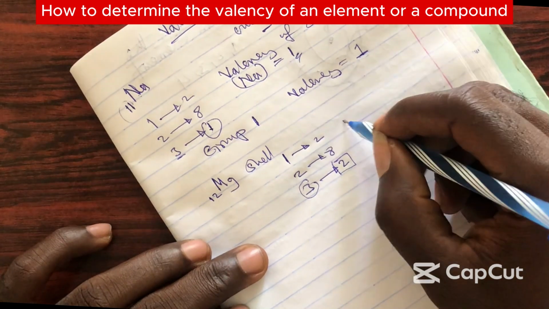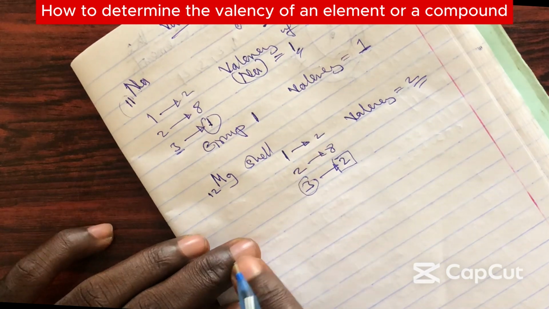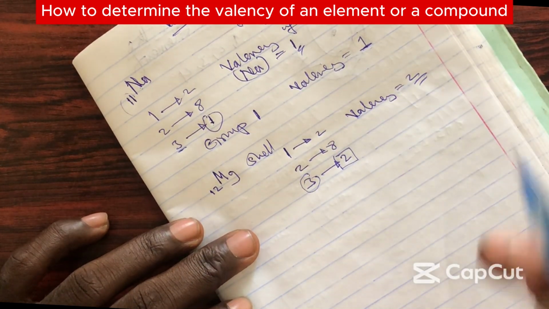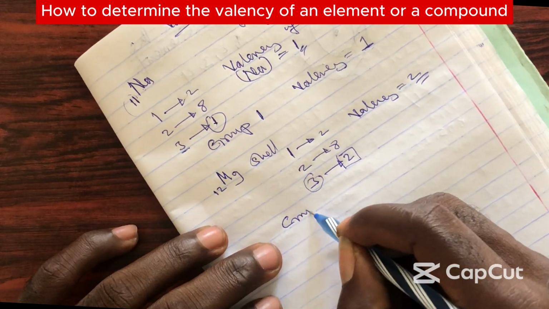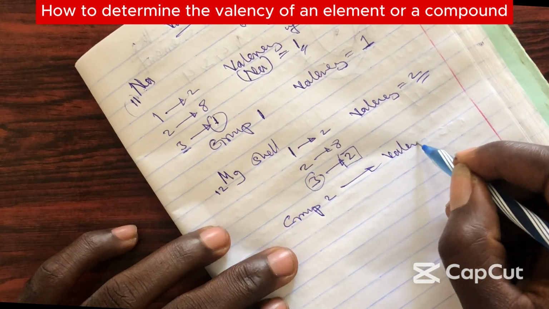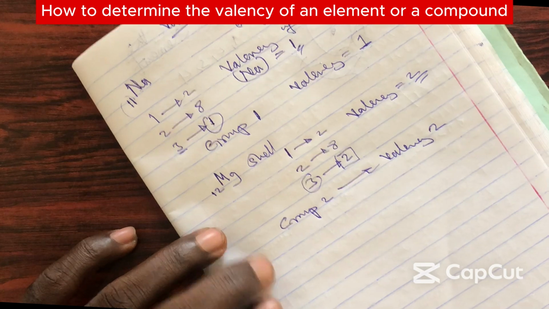Then the valency of magnesium is 2. Hence magnesium belongs to group 2. We can also say that all the elements in group 2 have a valency of 2. Now let's look at another element.